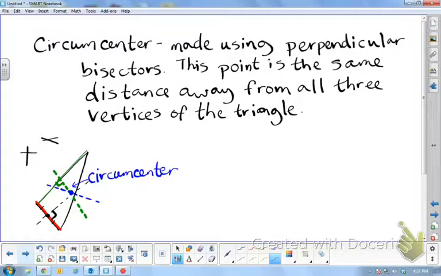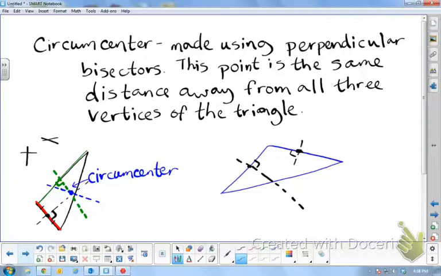So we have the option of having the circumcenter inside the triangle. We also have the option of our circumcenter meeting outside the triangle. Again, we pick halfway, and we try and make a right angle as much as possible. Where we're eyeballing it, we might not get it exactly, but we'll get pretty close.